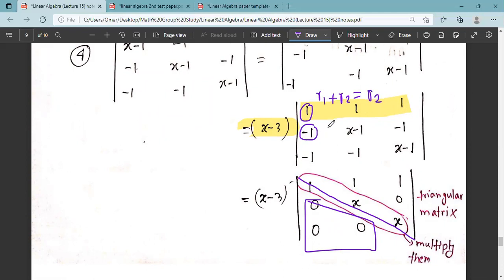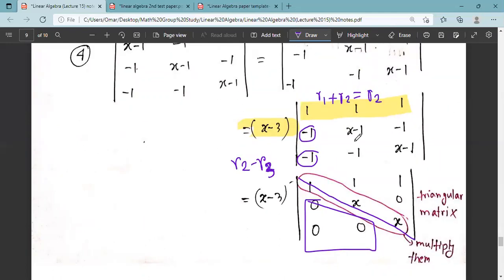Then you will get 0 here, right? You will get 0 here. And if their sign is the same, like here is minus 1 and here is minus 1, you just subtract the second row from the third row. Or you can do it this way, you subtract the third row from the second row. Anything is okay.